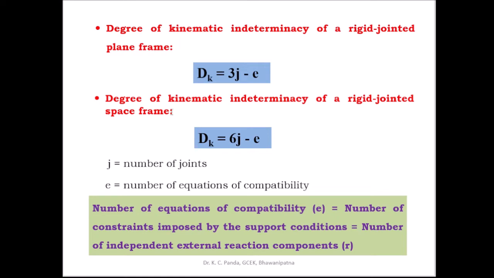Similarly, in the case of a rigid jointed space frame, the degree of kinematic indeterminacy is Dk equal to 6j minus e. Here 6 indicates the number of independent displacement components at each joint of a rigid jointed space frame, j is the number of joints, and e is the number of compatibility equations. So Dk is equal to 6j minus e.